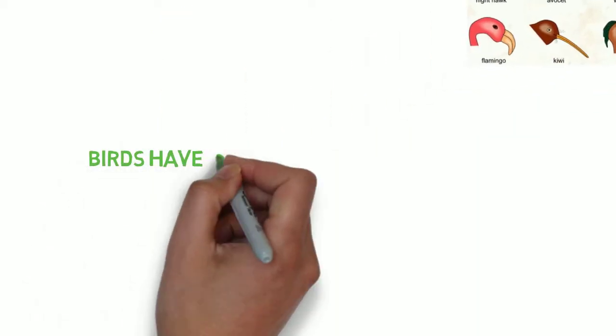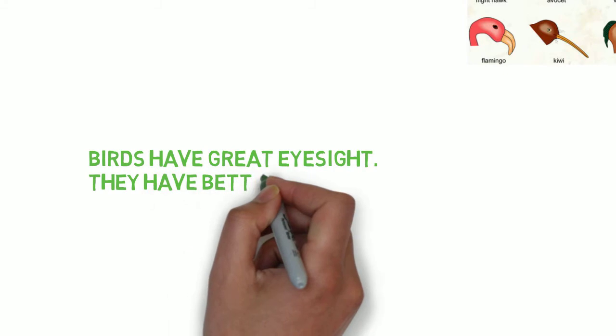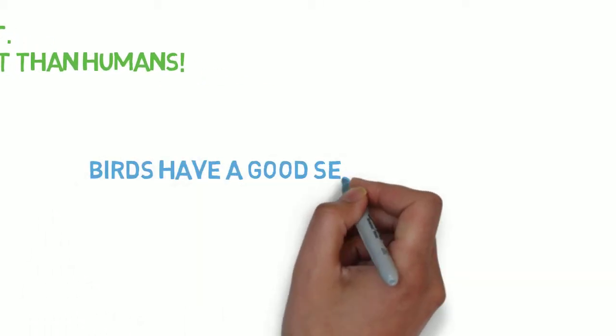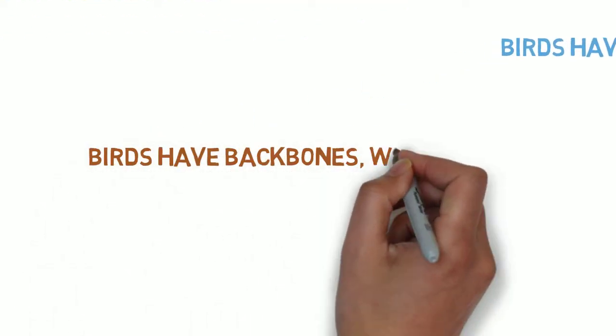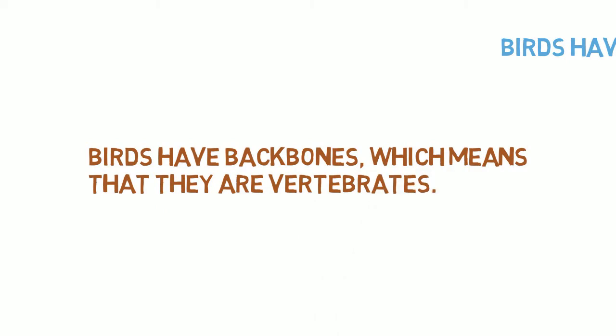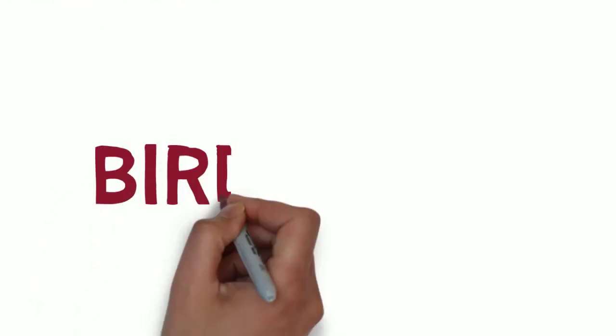types of food. Birds have great eyesight. They even have better eyesight than humans. Birds have a good sense of hearing so that they can catch their prey. And birds have backbones, which means that they are vertebrates.